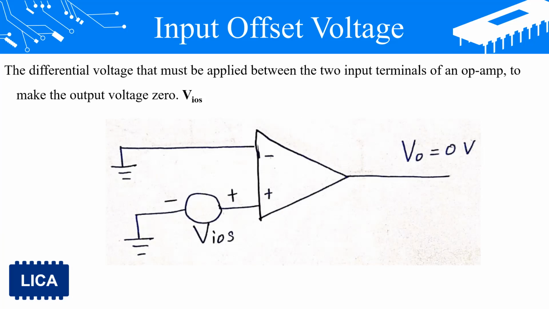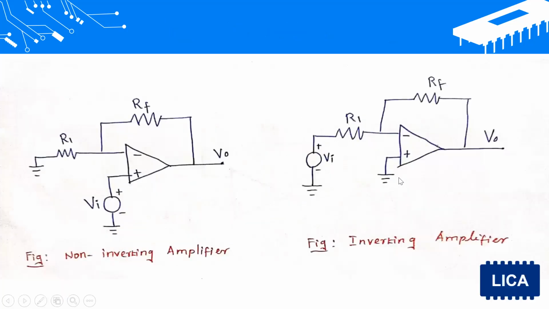So due to the unavoidable imbalances inside the op amp, still we are getting some amount of output voltage. So we have to apply a small voltage at the input terminal to make the output zero, and that is called input offset voltage, VIOS. So this is the general diagram of input offset voltage. Here we are inserting an offset voltage source on the input side to make the output zero.